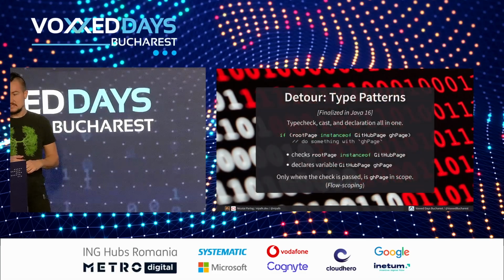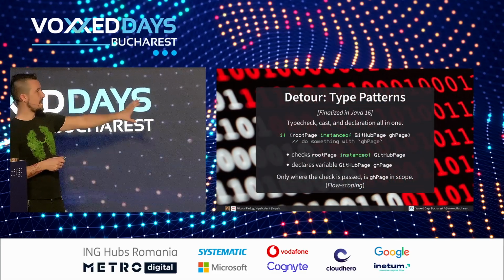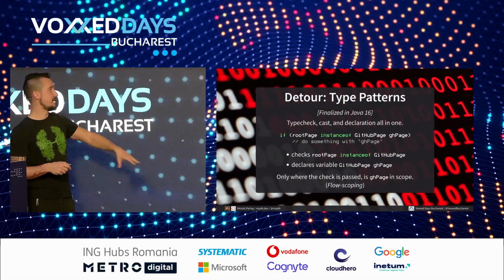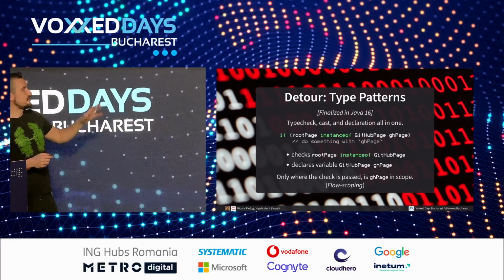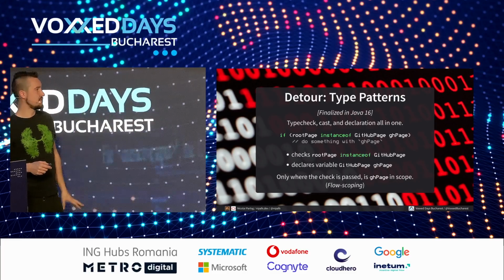Okay, so let's talk about type patterns first. These were finalized in Java 16. What are they? What they do is a type check, a cast, and a declaration all in one.